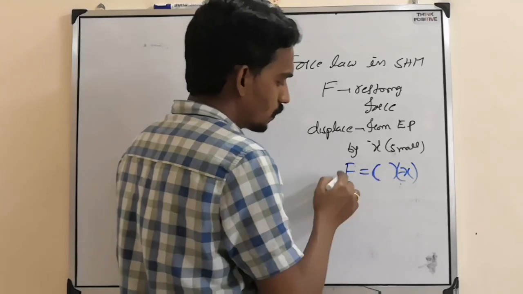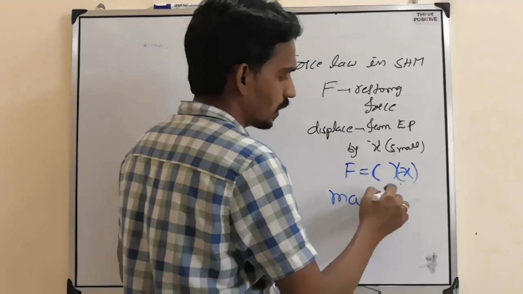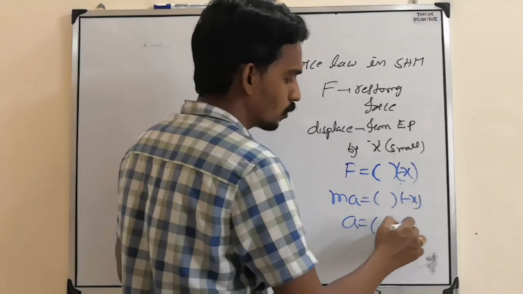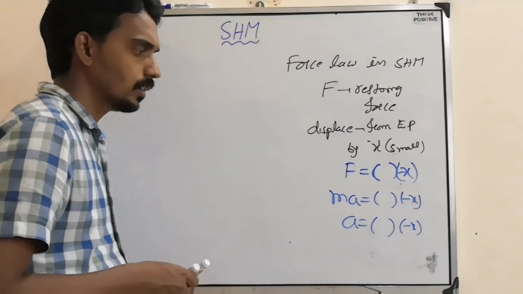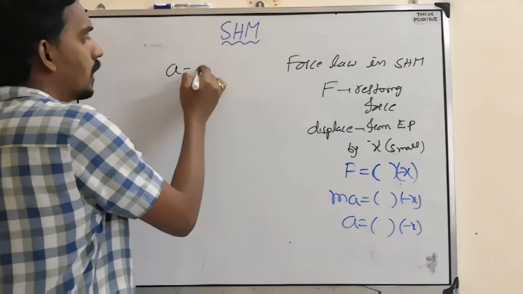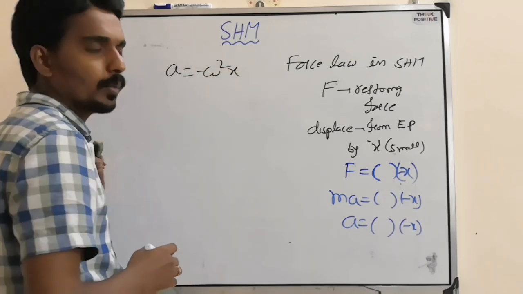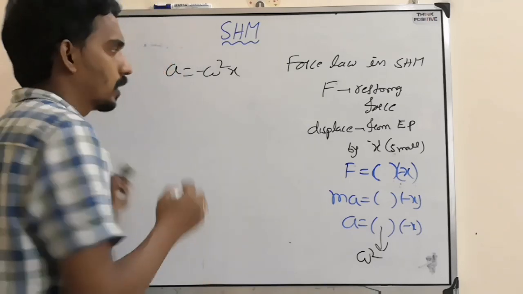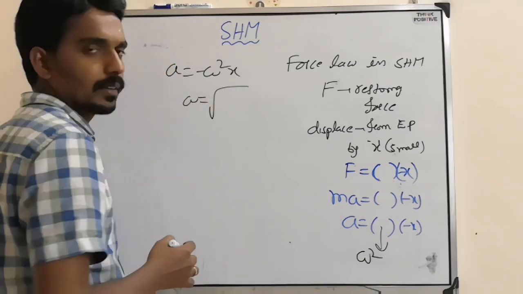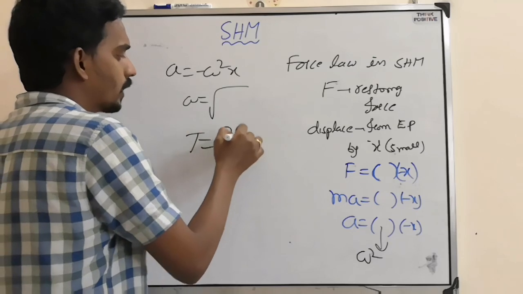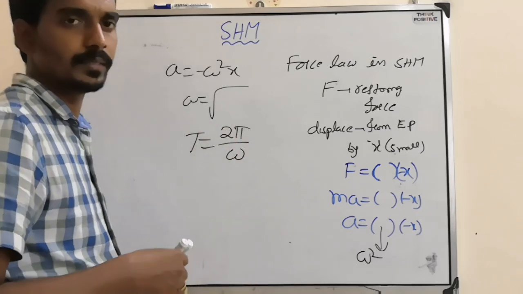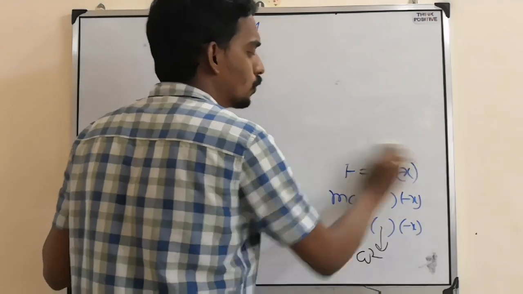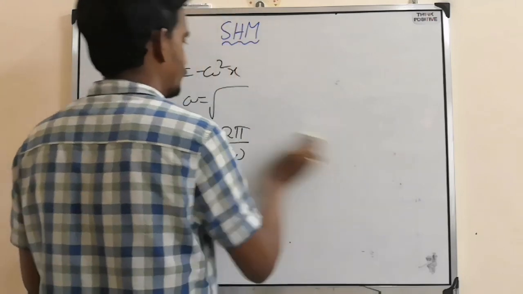Then this force you will write as mass into acceleration. Then acceleration will come in the form of something into minus x. Then if we compare with the generalized formula, what is acceleration? Minus omega square x. So this is the value which is equal to omega square. Then you will get the omega value. Then you can find the time period, that is 2 pi by omega. In our syllabus, we have two systems based on which usually they will ask questions.